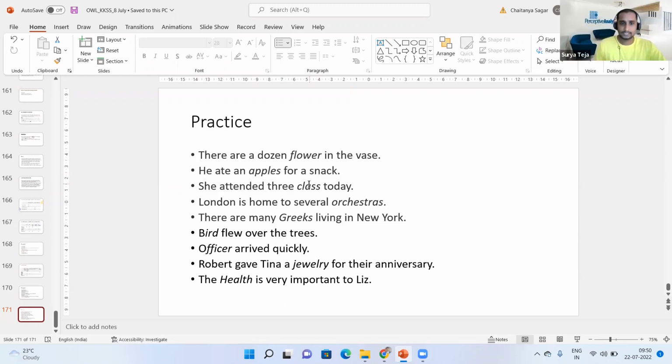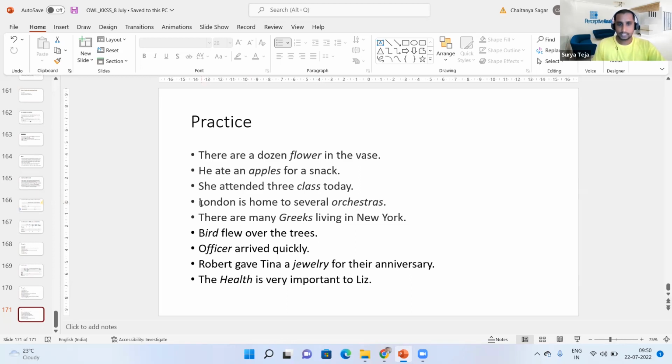If you see the third example: she attended 3 classes today. Is it fine, or are there any changes to be made? She attended 3 classes today. Right, classes. Correct. So basically you're quantifying things. 3 is a number, so the noun class has not been pluralized. We have to pluralize this noun, so it has to be presented as classes. We have to add es.